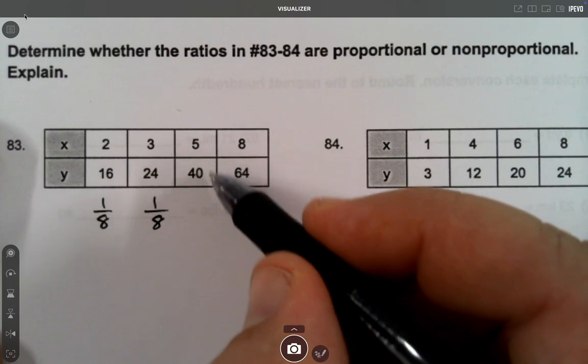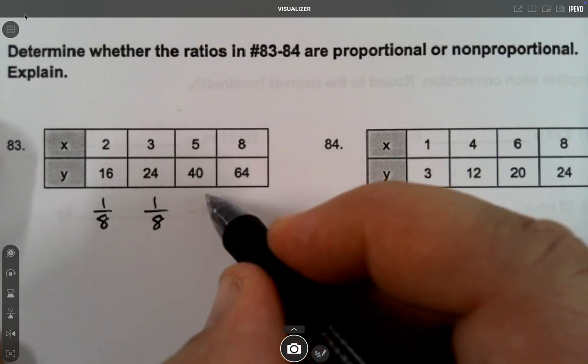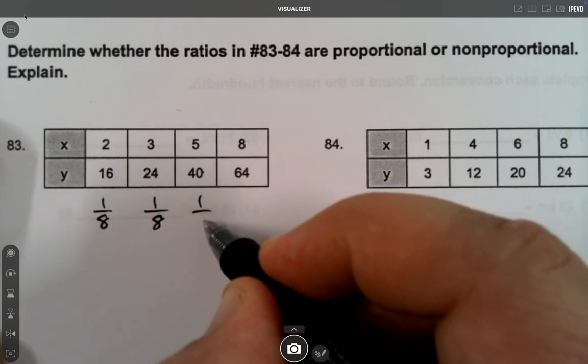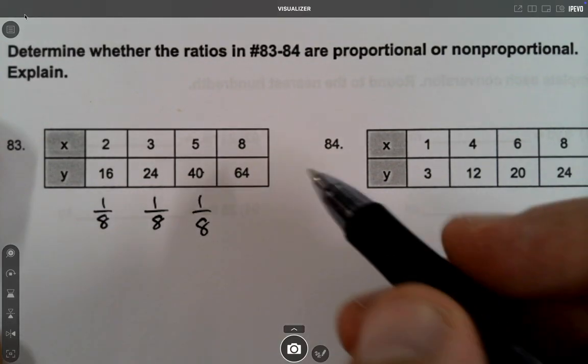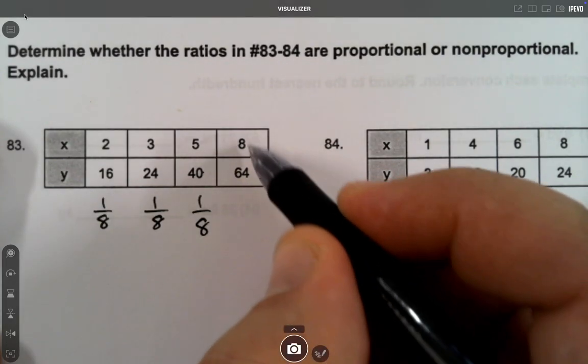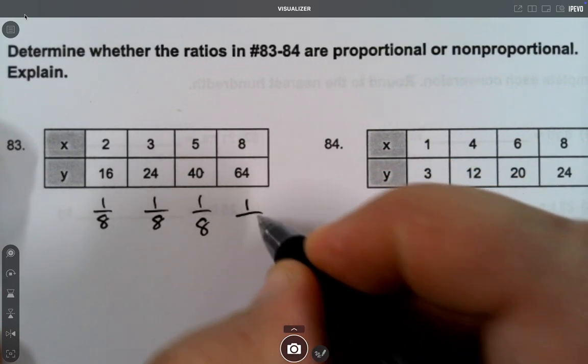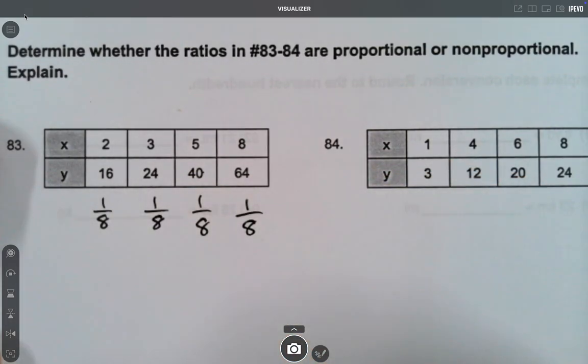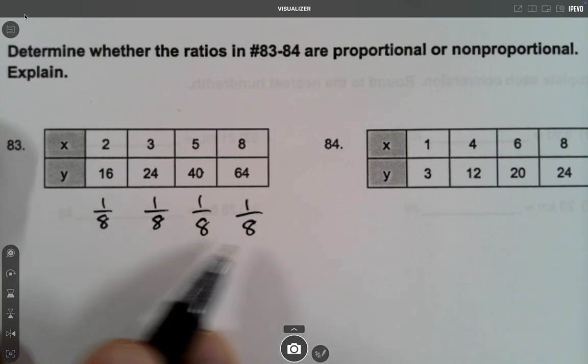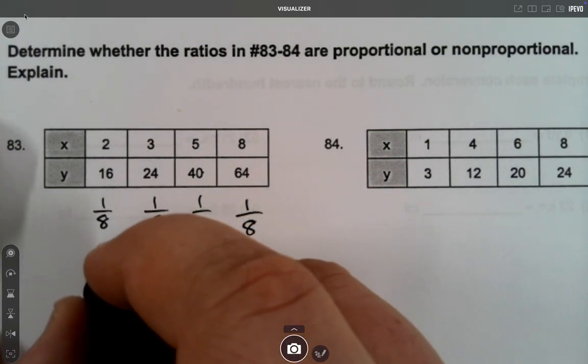Okay, we can divide these both by 5. 5 divided by 5 is 1. 40 divided by 5 is 8. So we're good so far. These are both divisible by 8. So 8 divided by 8 is 1. 64 divided by 8 is 8. So since all those rates are the same, we say yes, it's proportional.